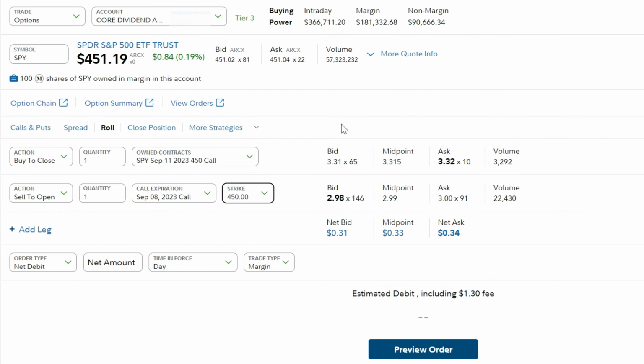You'll notice here that in this situation, the market price for my existing option is $3.31, but the new market price for my new option is actually lower at only $2.99. In other words, the net is a net debit in this specific scenario with a net debit of 33 cents, which would cost me $33.65 if I wanted to roll in in this situation.